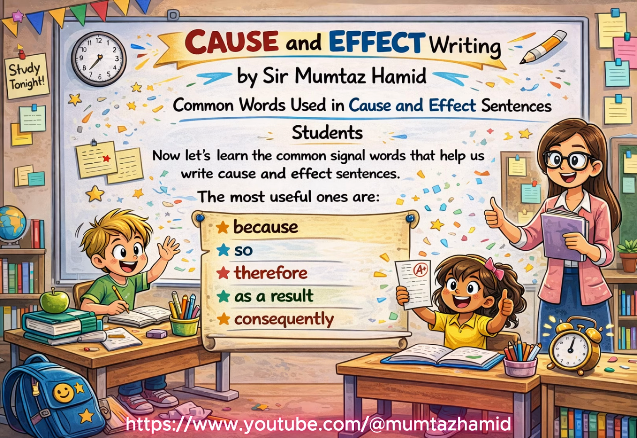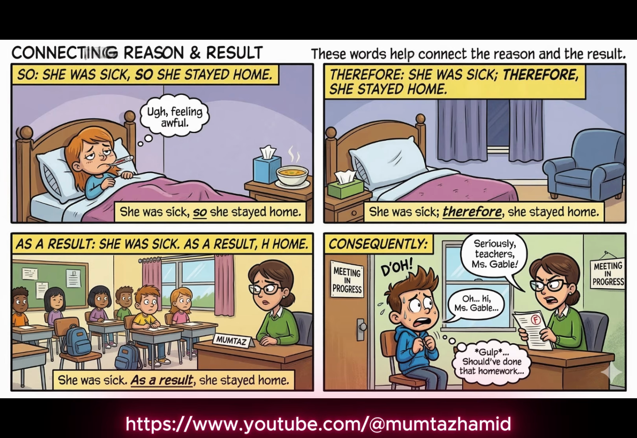Common words used in cause and effect sentences. Students, now let's learn the common signal words that help us write cause and effect sentences. The most useful ones are because, so, therefore, as a result, consequently. Let's look at some examples. Because: she stayed home because she was sick. So: she was sick, so she stayed home. Therefore: she was sick, therefore she stayed home. As a result: she was sick. As a result, she stayed home. Consequently: he skipped his homework. Consequently, he had to meet the teacher. These words help connect the reason and the result.